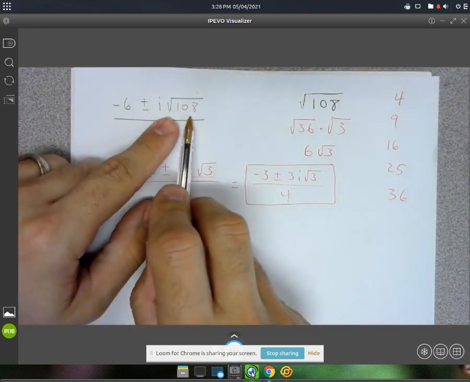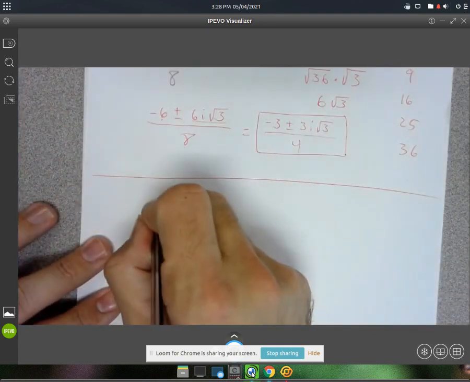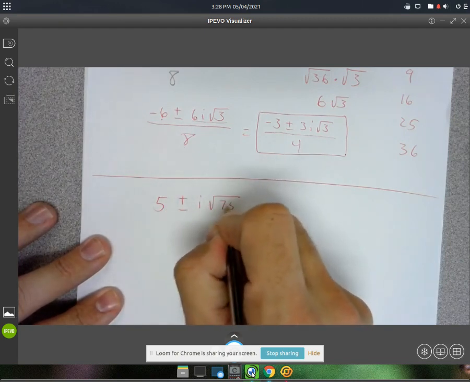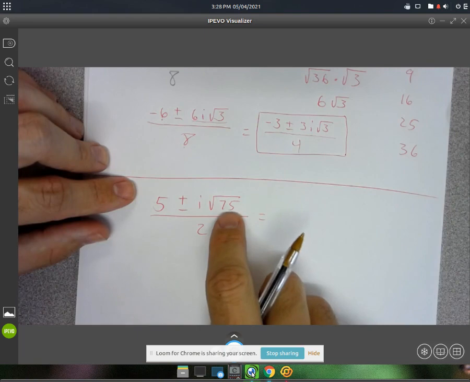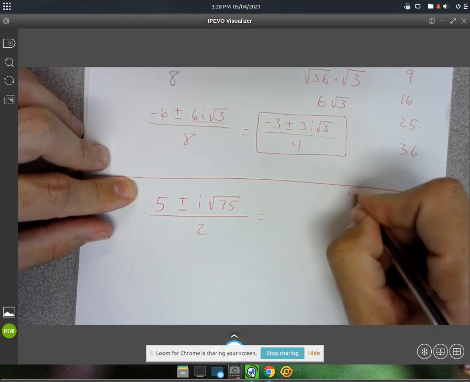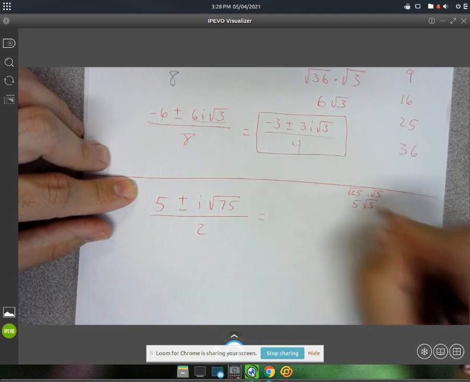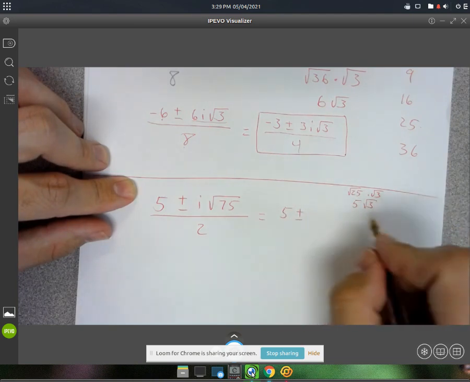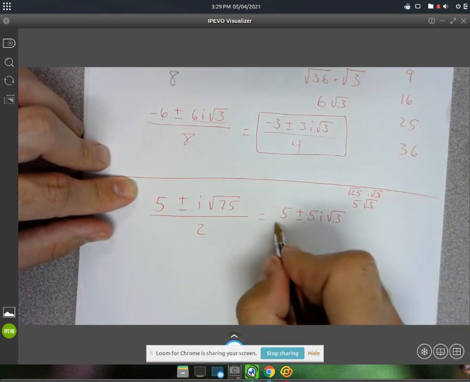They take that square root part and simplify it a bit more. So as another example here, our example from number 1 was 5 plus or minus i root 75 over 2. So what I'm going to do is the 75, that's equal to 25 times 3. So it's a 25 and a 3, which is going to turn into a 5 root 3. So what I get is 5 plus or minus 5i root 3, all over 2 still.